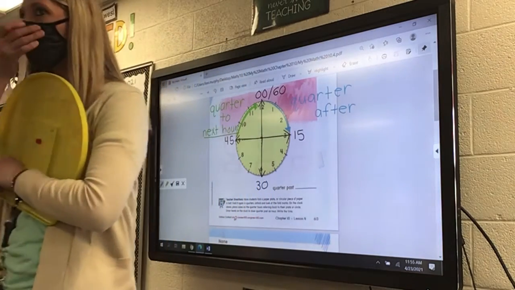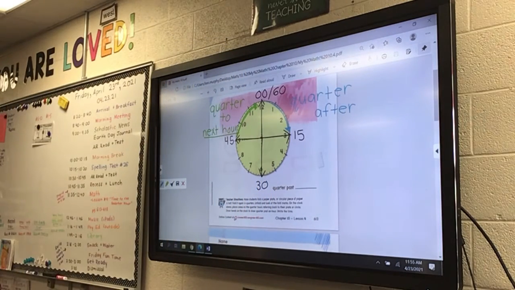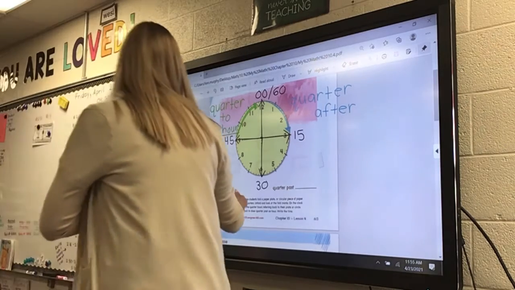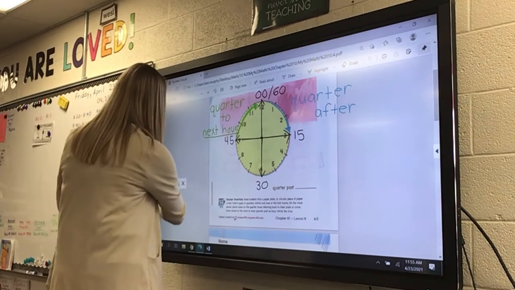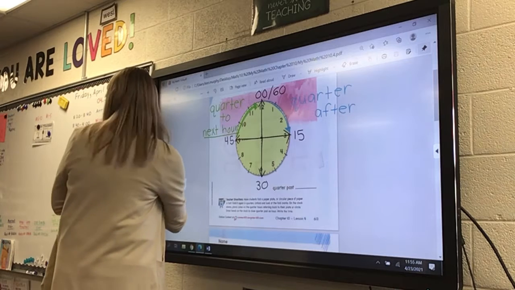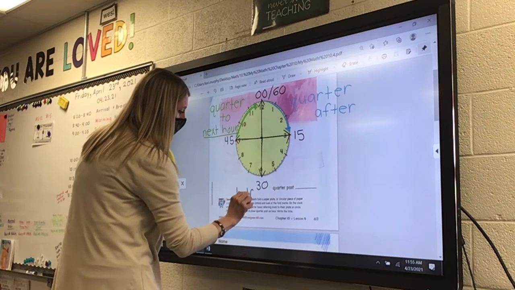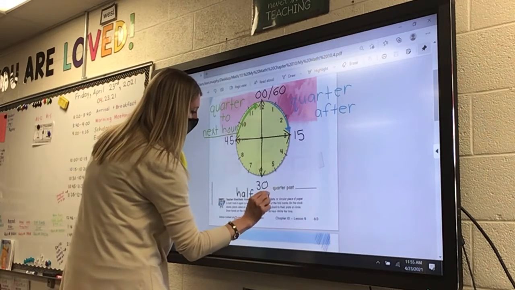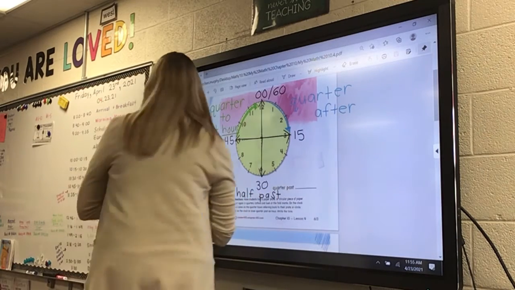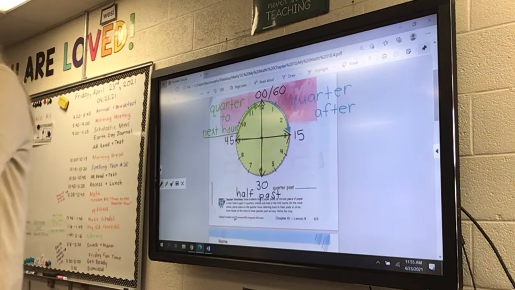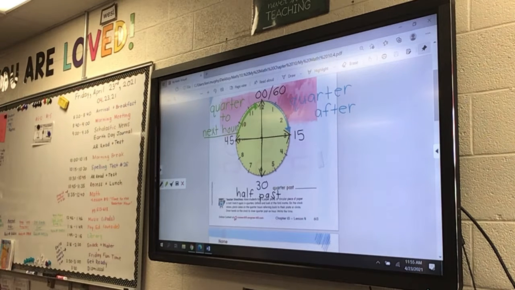Half past 3. Everybody, Kinsley, halfway past 3. Oh, I know what half past is. That's 3 o'clock. Half past is... Oh, I did it. Yeah, perfect. This is so easy. And actually, it's halfway between it. That looks more like it. This is the answer. Yes.